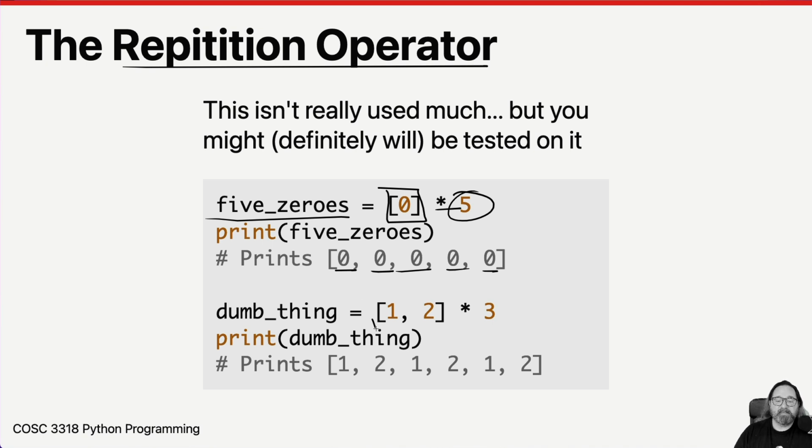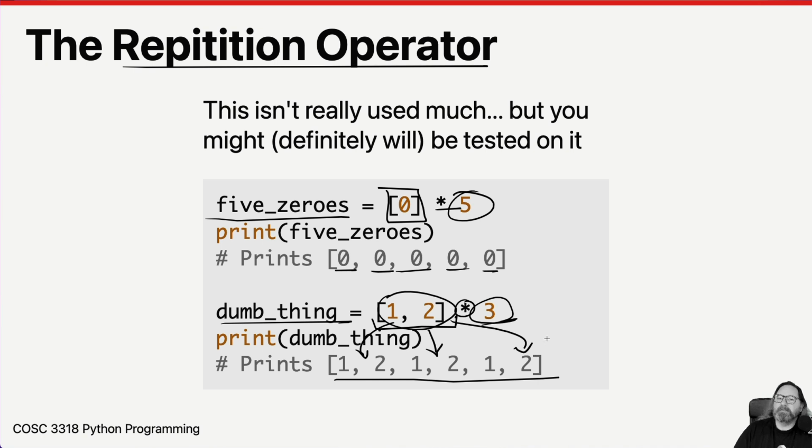Now, if you take a list like 1, 2 and you multiply it by 3, it just takes those values and repeats them that number of times. So it creates a new list that has 1, 2, 1, 2, 1, 2. And like I said, we don't use this very much in our programming, but it's great to know. It's a thing.